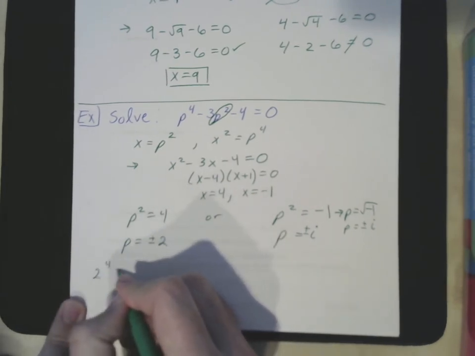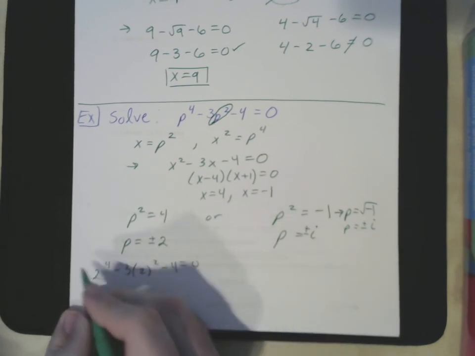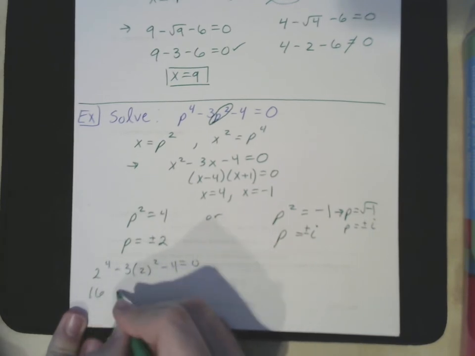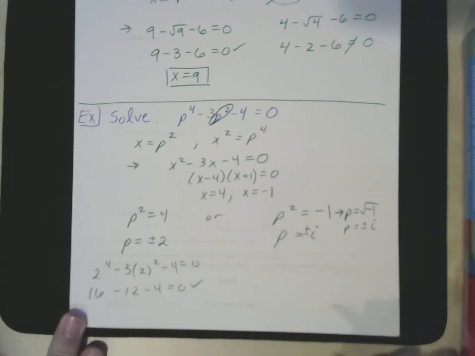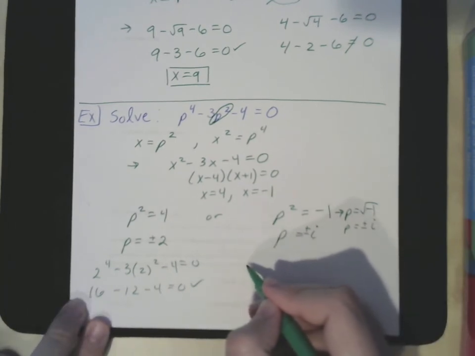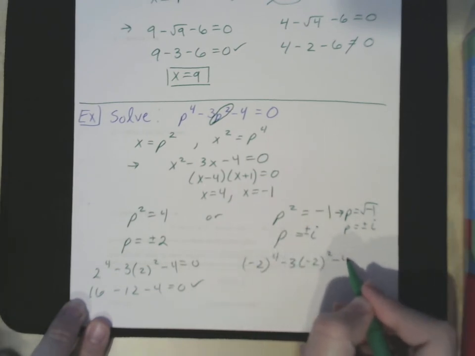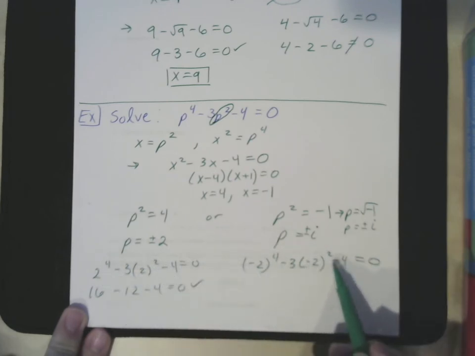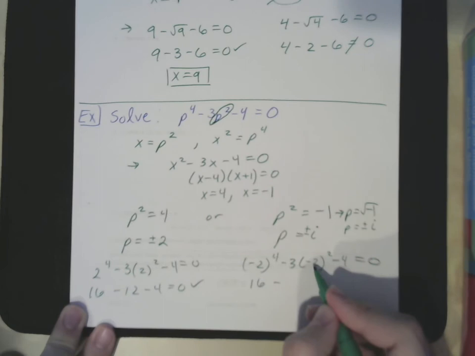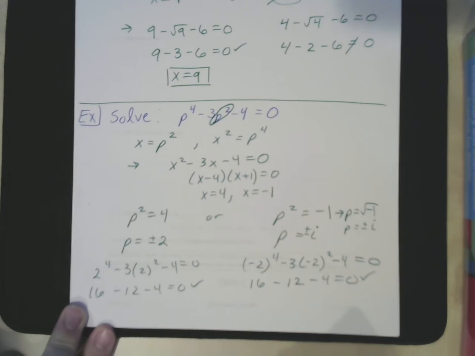So we're going to do 2 to the 4th minus 3 times 2 squared minus 4. This should equal 0. 2 to the 4th is 16. Minus 12 minus 4. That definitely equals 0. And now we need negative 2 to the 4th minus 3 times negative 2 squared minus 4 should equal 0. Now since we're raising negative 2 to even powers, this is going to work just like the positive 2 case did. Negative 2 to the 4th is positive 16. Negative 2 squared is positive 4, so that's negative 12 minus 4. Still going to equal 0.